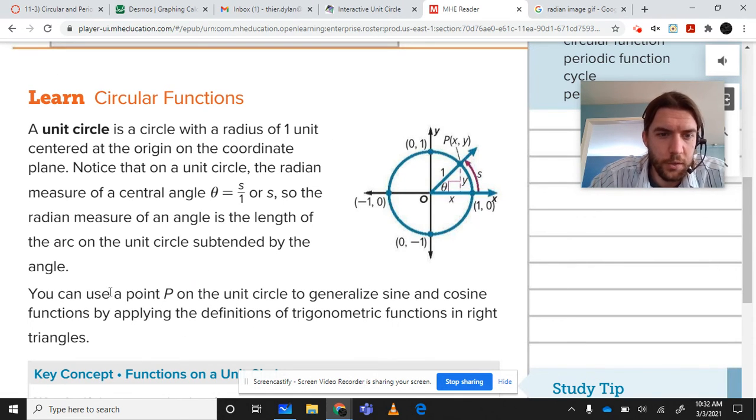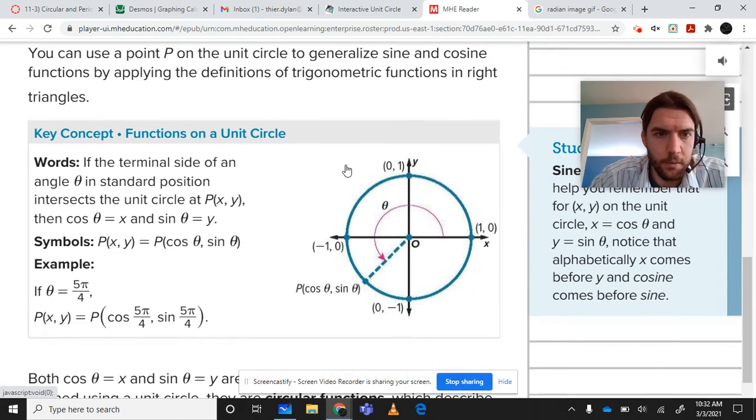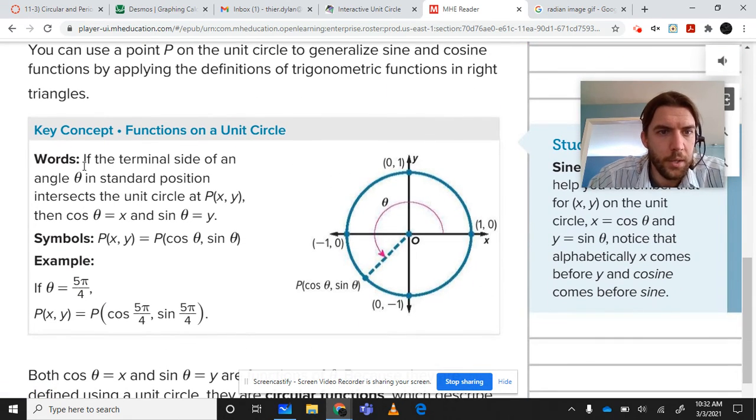Okay, so it says that you can use a point P on the circle to generalize sine and cosine functions by applying the definitions of trigonometric functions. That's what we just kind of talked through. Okay, so here, if the terminal side of an angle in standard position intersects the unit circle at some point xy, so we're here at xy, then this is just what I said a moment ago. Your x coordinate will be the cosine of that angle, and your y coordinate will be the sine of that angle.